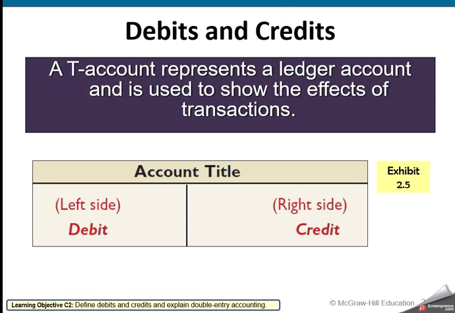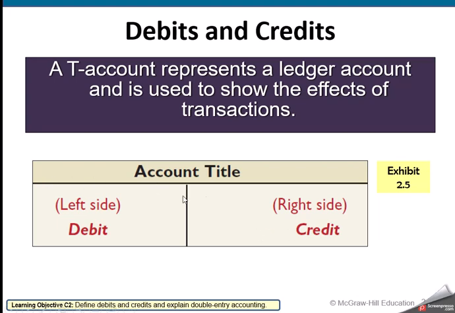So then this is what you want to start to understand, is the debits and the credits, because that's what accounting is all about. It's all about doing journal entries to record these financial transactions. And those journal entries require a debit and an offsetting credit. Your debits always equal your credits.